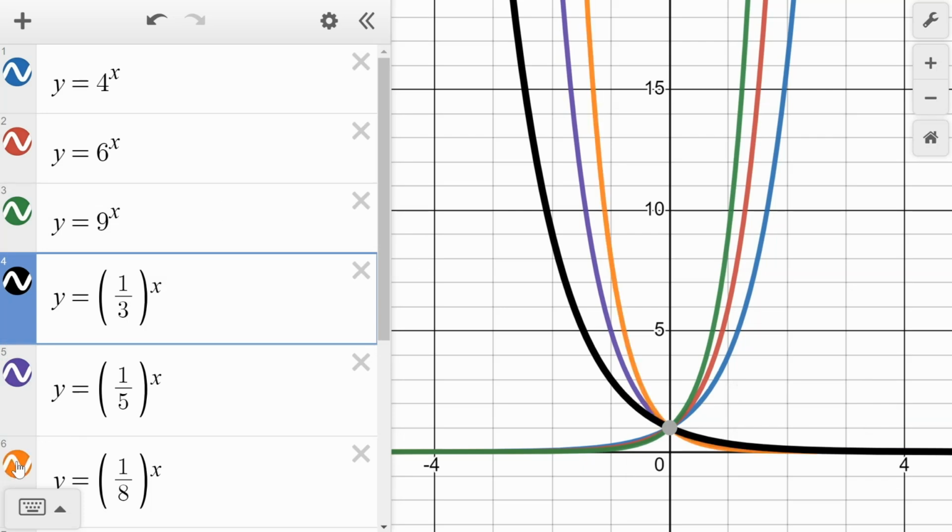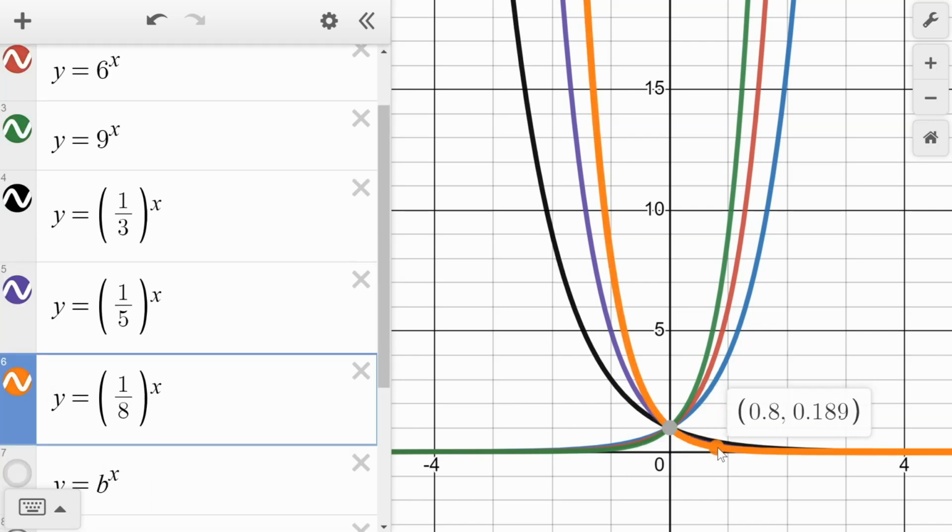And then the third one, same pattern there. 1/8 is even smaller than 1/5. So it's going to go down more sharply here because you're at 1/8 here. And then you're going to be 1/64 here, and so on. And then as you go to the left, those values get bigger and bigger there, because 1/8 to the -1 is 8. So this one's going to cross at 8 there. And then it would be 64 and so on.